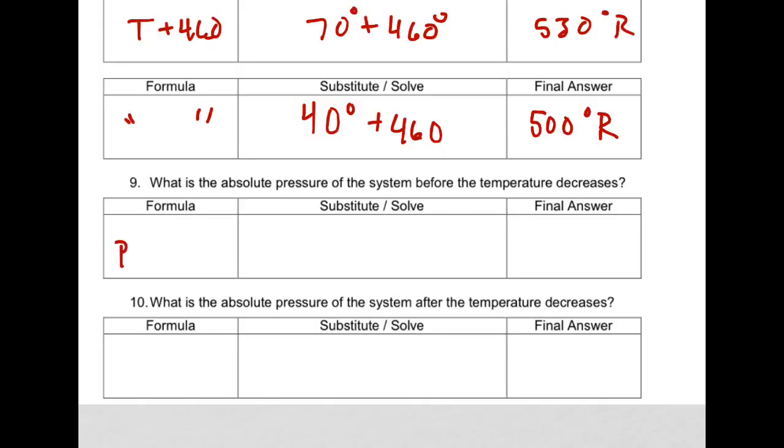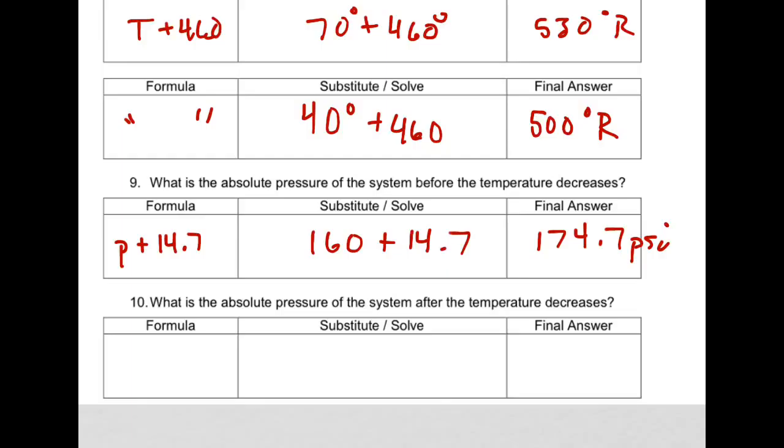Number 9. What is the absolute pressure? Well, we're adding 14.7 psi because the gauge pressure is what was given, plus the standard atmospheric pressure. The gauge pressure initially was 160 psi plus the atmospheric pressure. So that's 174.7 psi. You can do psi, you can do pounds divided by inches squared.